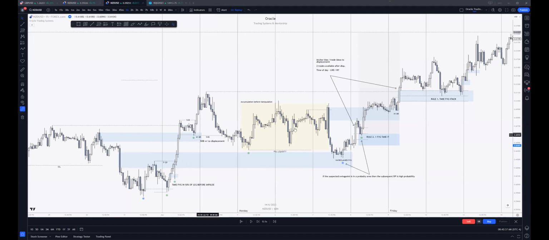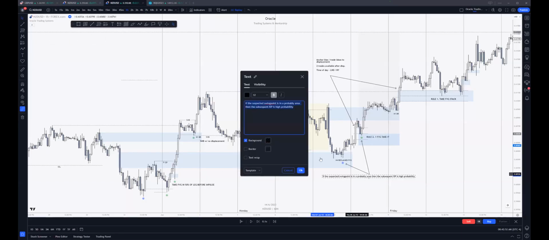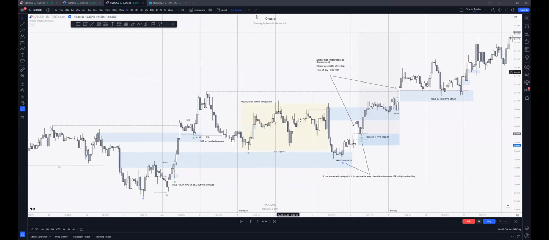So we are in a breaker block, and then we get a swing. Oh, no POIs, just strictly structure. So let's see if this expected swing point is in a probable area. So it is in a probable area, right? We've pushed down into liquidity on this whole leg.